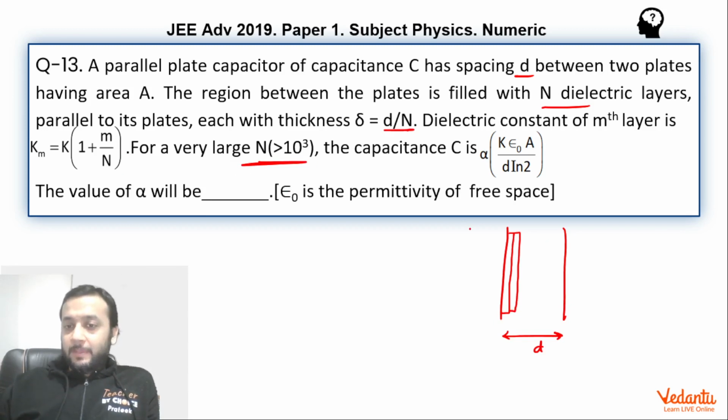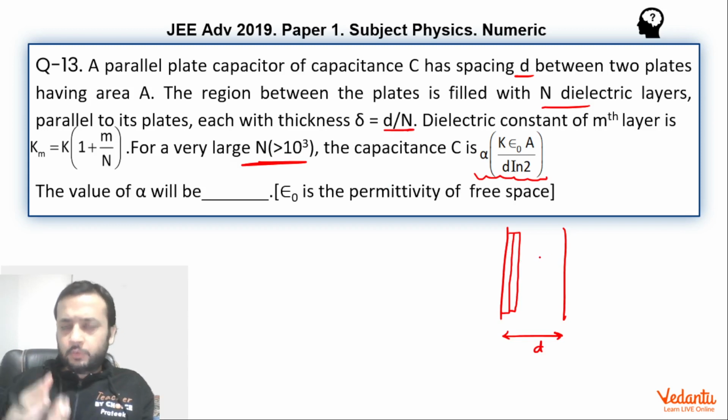The dielectric constant of the mth layer has been given as K into 1 plus m by n, where K might be some constant. So under these conditions, we have to find the capacitance and represent the answer in this term. So there will be a number alpha and we have to find the value of alpha. Although the question has been given in the discrete format, with this I mean that there are n dielectric layers and each dielectric layer is distinct from the other, since n is a very large number, we can feel as if it's a continuous distribution rather than a discrete one.